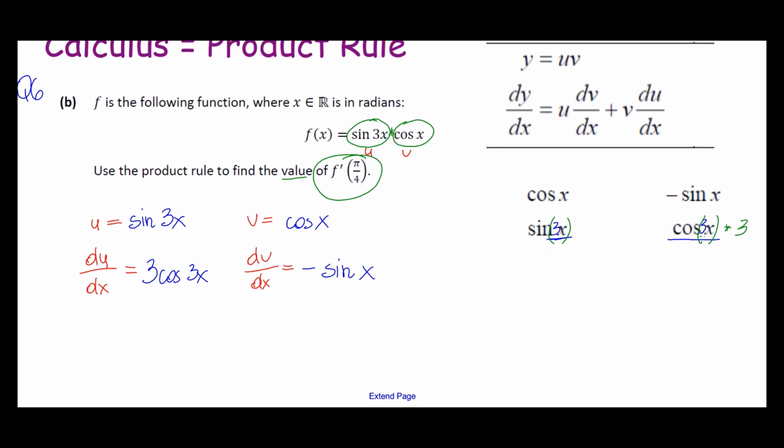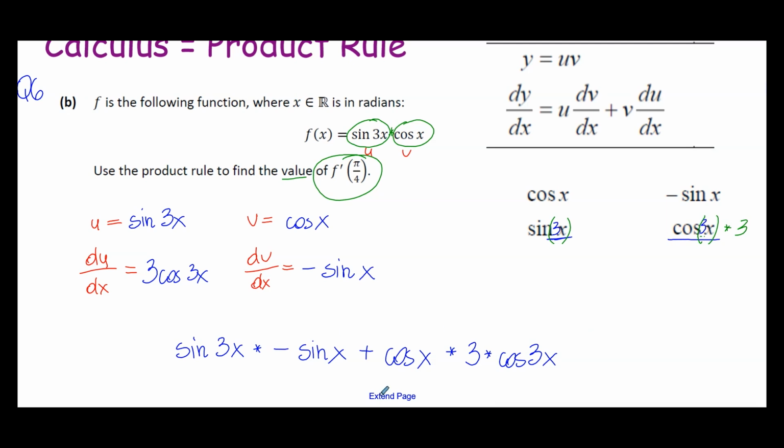Okay, let's now replace that in our formula. First, the u function, so that is sin 3x multiplied by the derivative of the v function, so minus sin x. Then we have plus, then the v function, cos x, multiplied by the derivative of the first function, so 3 multiplied by cos 3x. I like writing the multiplication sign so we know what we are multiplying.